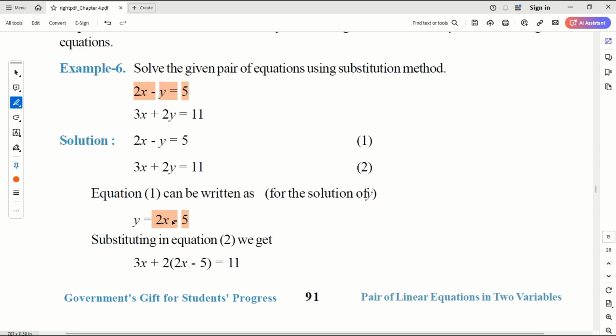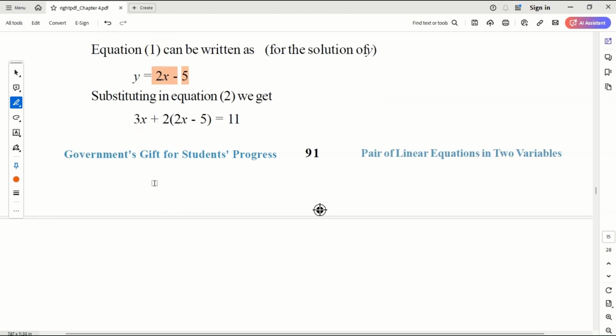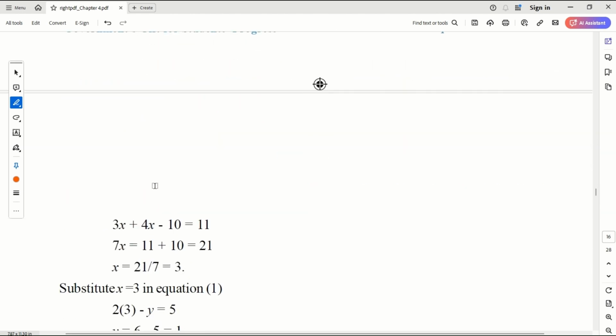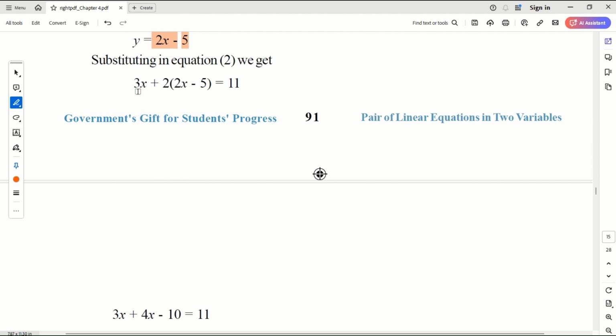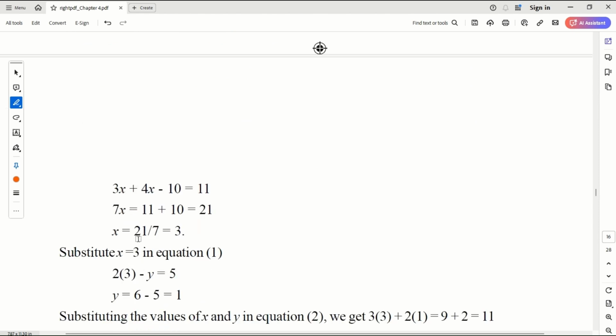Now I take this y value and substitute it in the second equation. So 3x plus 2 into y, where y equals 2x minus 5, is equal to 11. So substitute in the second equation. Now this has become a single variable equation, so you will get a solution. This is 3x plus 4x minus 10 equal to 11, which is 7x equal to 21. So x equal to 3.